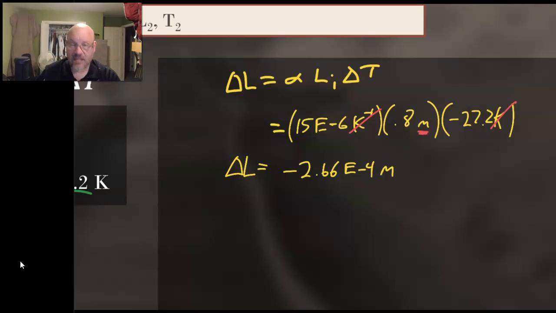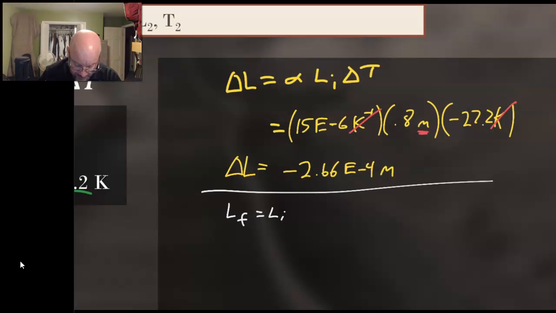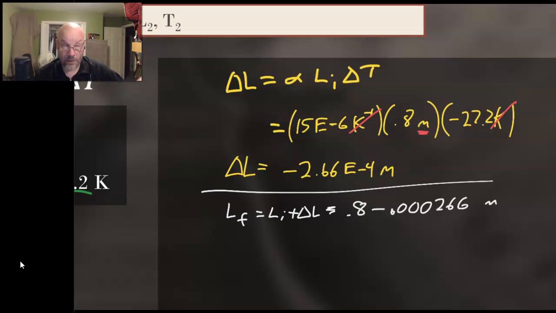If we want to know the actual new length for the part of the bicycle, then we would say L final is L initial plus our delta L. So that's going to be 0.8 plus a negative, which makes it minus 0.000266. And all those are meters. So it doesn't change by very much. In fact, you can see that my delta L there is less than a thousandth, so it doesn't even budge by even half a millimeter.